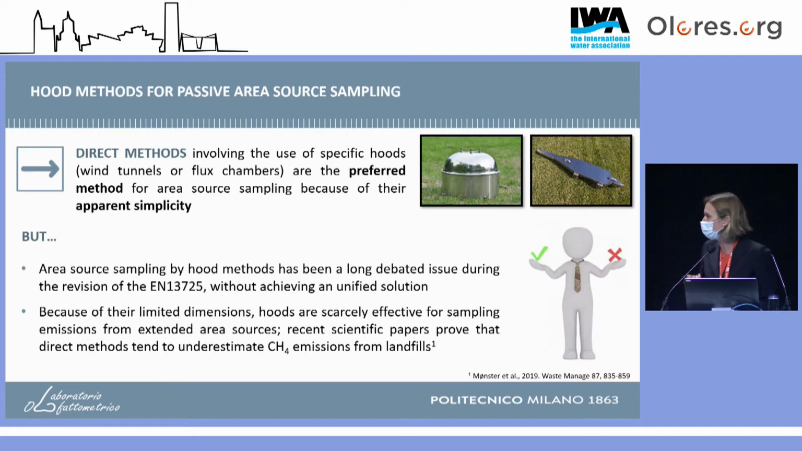Direct methods have always been the preferred way, historically, to measure Odour emissions on passive area sources. But despite their apparent simplicity, they are not so easy, indeed. There are still some open issues. This was long debated during the revision process of the EN 13725, and in the end we didn't come up with a unified solution because we realized that the parameters affecting the sampling with the hood systems are really many. There is also an intrinsic problem when trying to sample very large emissions like landfill areas, because in those cases the surface covered by hoods is very small compared to the emitting surface.